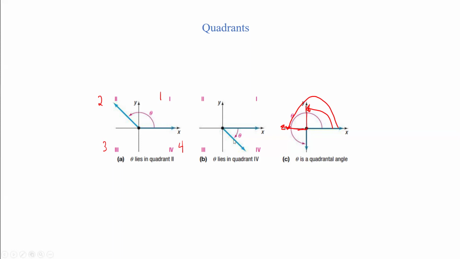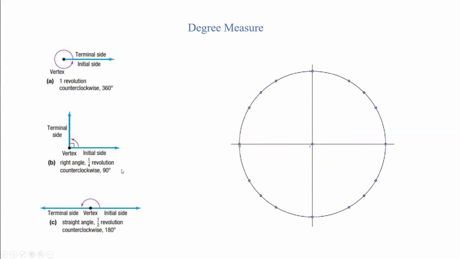Then the rest of the angles are going to be in one quadrant or another. All right, so let's talk about 360 degrees. That's a single rotation back to the initial side. So if I have an angle whose terminal side coincides with its initial side, then we've done a full rotation and created a 360-degree angle.